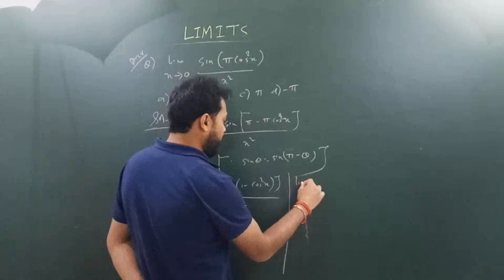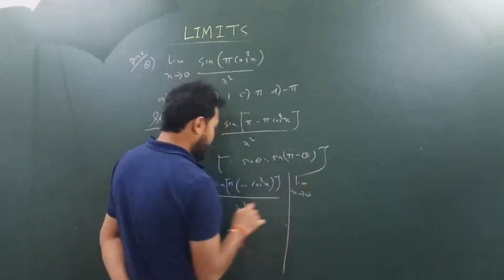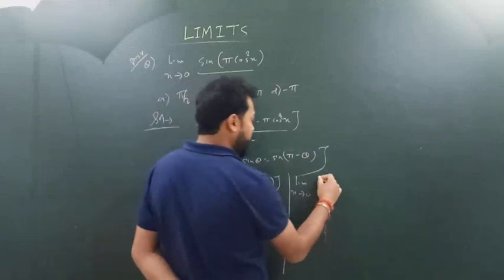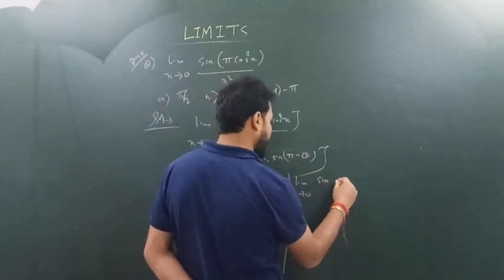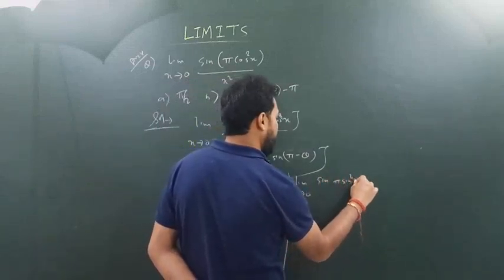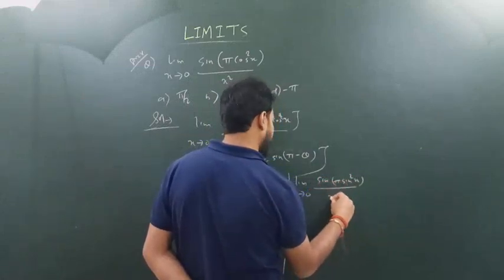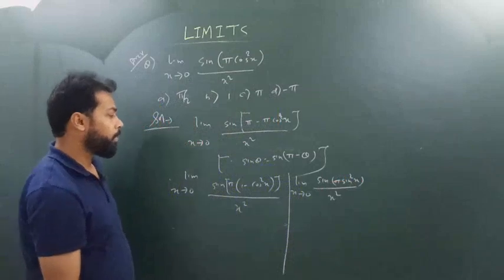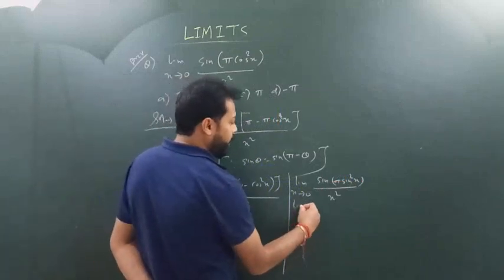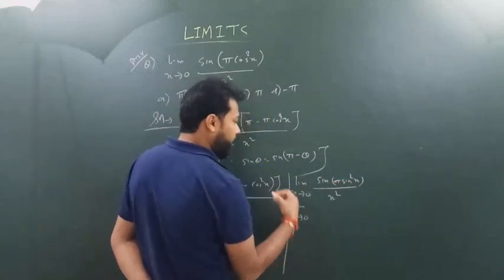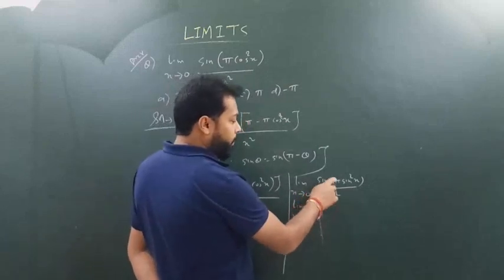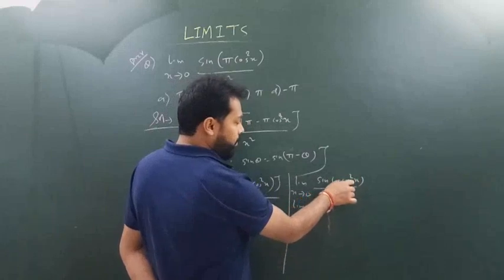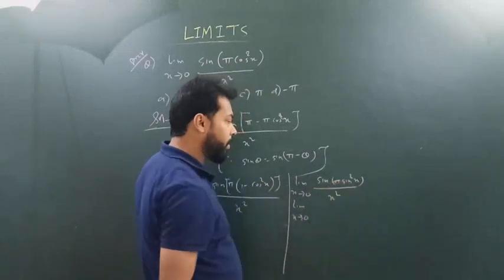Now what we will do? Limit x tends to 0. 1 minus cos square x is sin square x. So this is sin of pi sin square x divided by x square. Okay. So what we will get at last? This is sin of pi sin square x, so this can be written as sin square x, (sin x by x) whole square into x square.